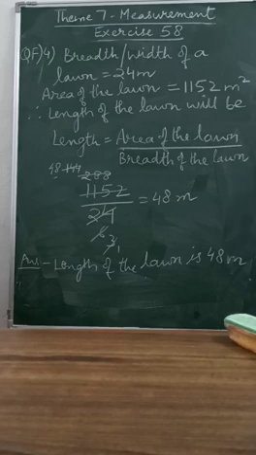Okay, so we have cancelled out 3 1s are 3, and then we have cancelled out 144 with the table of 3. So if I divide 144 with 3, I will get 48. Okay, so 48 meter will be the length.